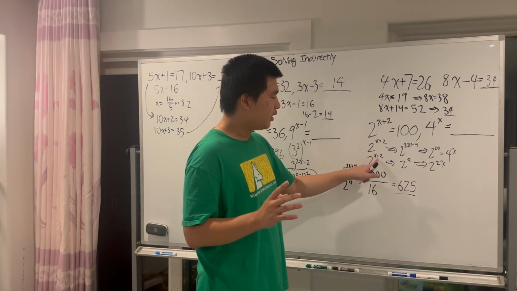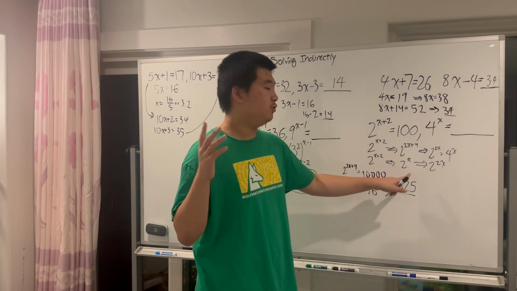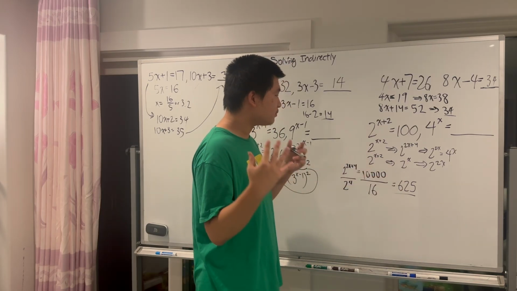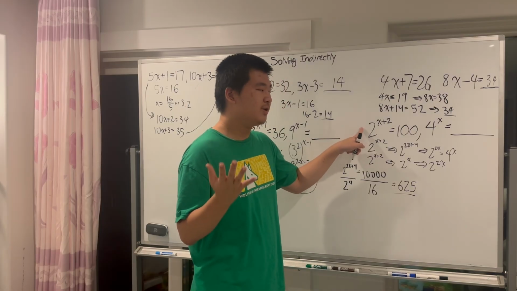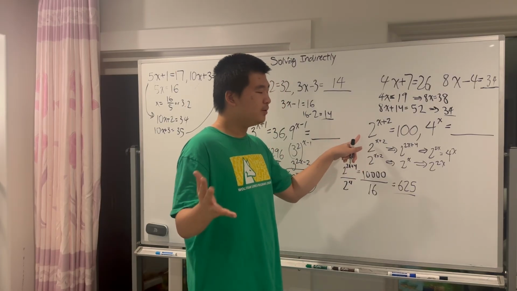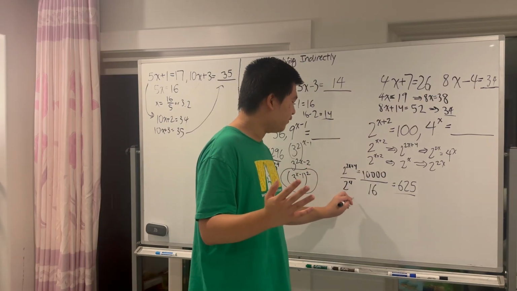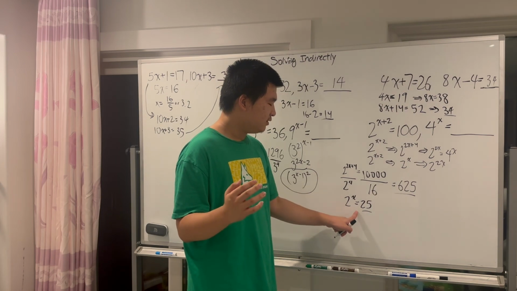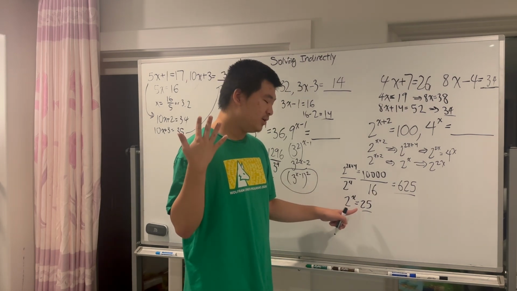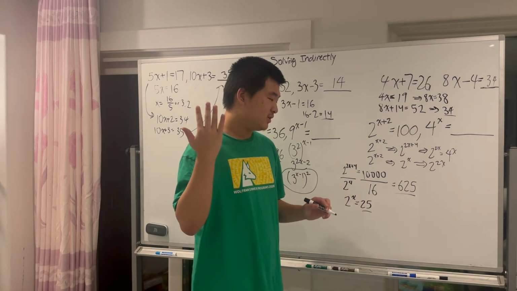2 to the power of x plus 2, let's turn that into 2 to the power of x first. If I turn it into 2 to the power of x, then I will divide both sides by 2 squared, right? Subtract 2 from the exponent, divide both sides by 4, and I get 2 to the power of x equals 25. And that is nice, because all I have to do now is square it. And 25 squared is 625.